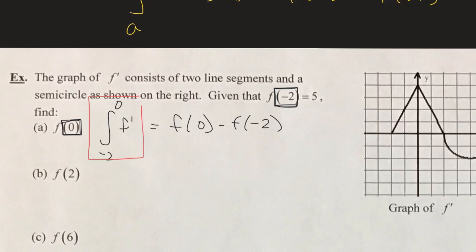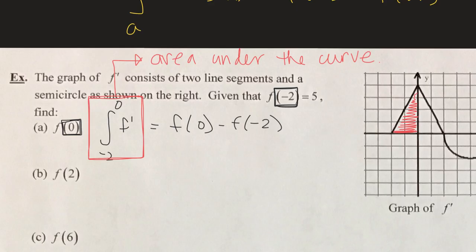We don't have an equation. We can't very well type it into our calculator. So what is the integral from negative 2 to 0? Okay, that integral is the area under our curve. From negative 2 to 0, that is this area right here. What is the shape of that area? That's a triangle. So what's the area of that triangle?